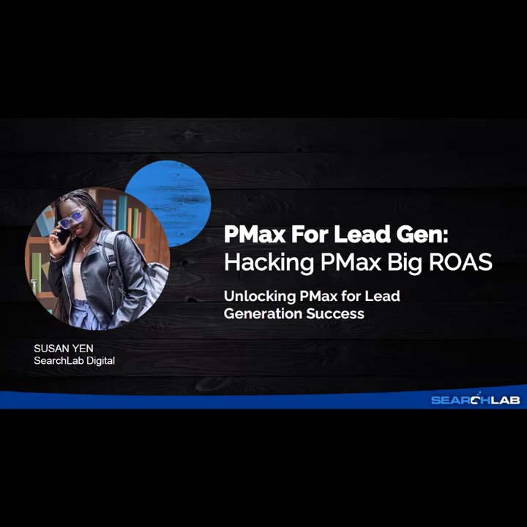I like that analogy. So we're giving PMax clear conversion goals, detailed audience signals, segmenting our campaigns, and now we're even assigning values to those conversions to guide PMax's decision-making. Exactly. We're giving it all the information it needs to succeed. It's like we're building this super-powered PMax machine. I like it. But even with the best machine, you still need the right tools to operate it.